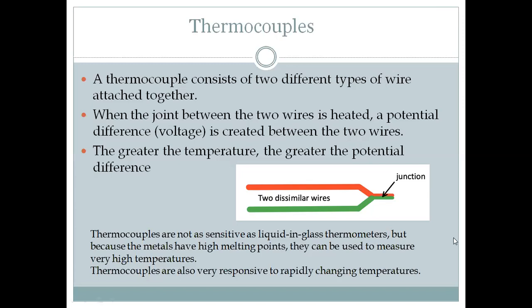Thermocouples are not as sensitive as liquid in glass thermometers. But because the metals have a high melting point, they can be used to measure very high temperatures. Thermocouples are also very responsive to rapid changes in temperature. So these are the two features of the thermocouple compared with liquid in glass thermometers.